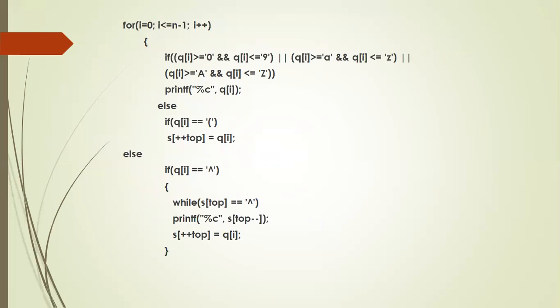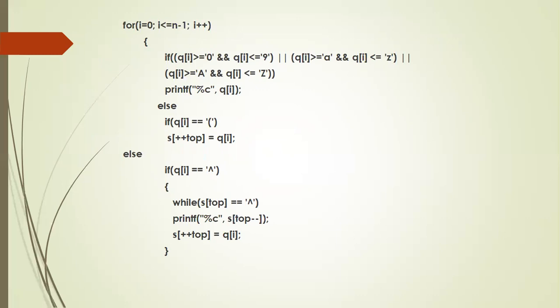Now all the possibilities you have to check one by one. For i equal to 0, because you have to scan all the symbols in Q, so i from 0 to n minus 1, i plus plus. If Q of i, the corresponding symbol in the infix expression, is an operand. As I told in the beginning, in the previous algorithm also, an operand could be in 0 to 9 format, capital A to capital Z format, or small a to small z format. So 0 to 9 or small a to small z or capital A to capital Z. Whenever an operand is there, you have to add it to P. Instead of putting it anywhere, add it to P and straight away display it on the monitor. So the corresponding Q of i, display it on the monitor. Print percentage c, Q of i.